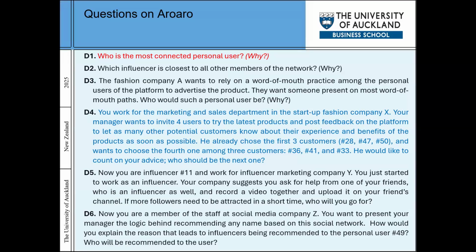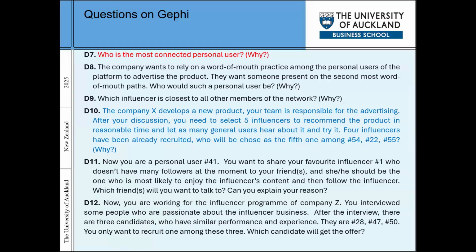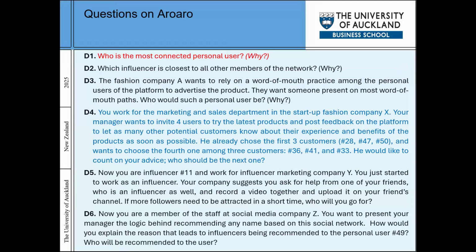Yeah, and just to walk you through some questions that we presented in RORO and on GEFI. Like I said, the questions were not necessarily exactly the same, but as you can see, the first question on RORO is: who is the most connected personal user and why? which is exactly the same on GEFI. Now, to answer this question, participants will have to think about which network centrality measurement they have to consider to find out which node is the most important.